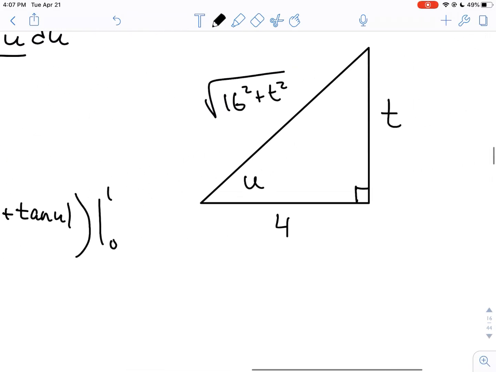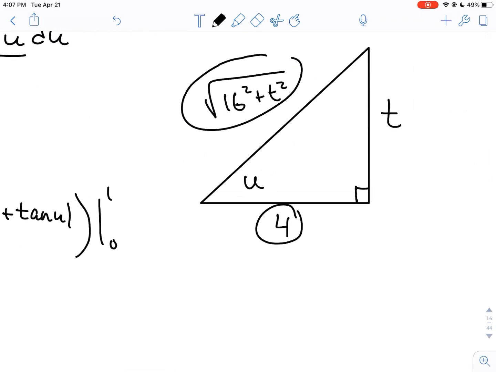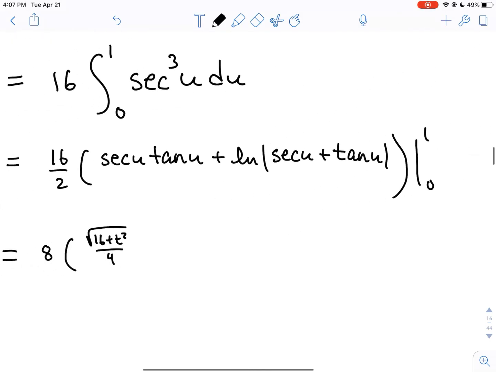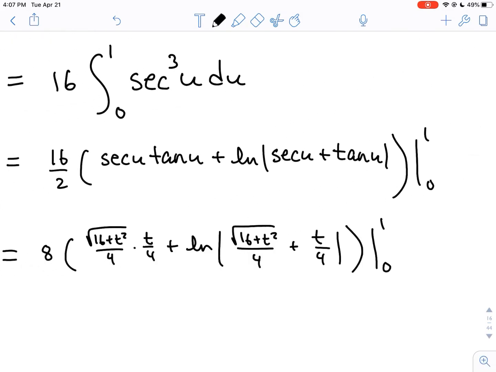All right, let's do secant of u. Secant of u is hypotenuse over adjacent. There should be no square right there, by the way. Radical 16 plus t squared over a 4. The tangent of u is t over 4. And then now that it's back into terms of t, we can plug these in.